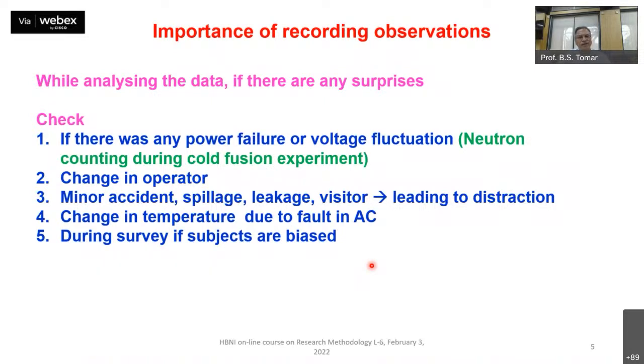Then there could be minor incidents in the laboratory, could be some spillage, some leakage, or you get a visitor, and that may lead to some distraction. If you are noting down some readings and suddenly you have got a visitor or something happens, you might make a mistake in noting down the reading. Later, when you analyze your data, you may find one point is not fitting into your scheme, and you try to recollect what happened at that point of time. So the time profile of your data is very important.